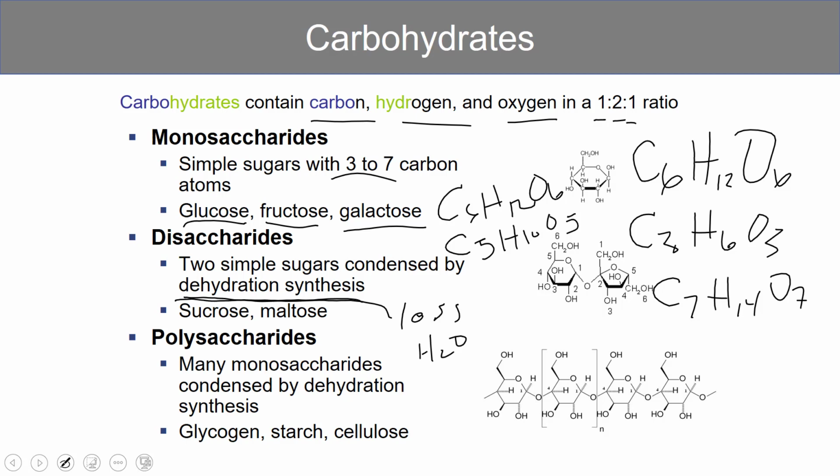Sucrose and maltose are examples of disaccharides. Sucrose is simple table sugar. It consists of a glucose molecule and a fructose molecule.